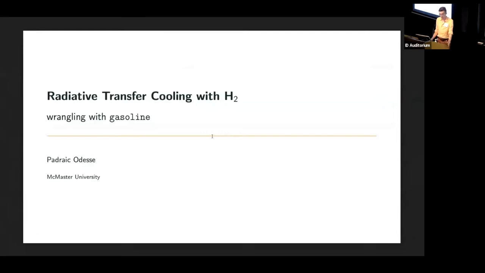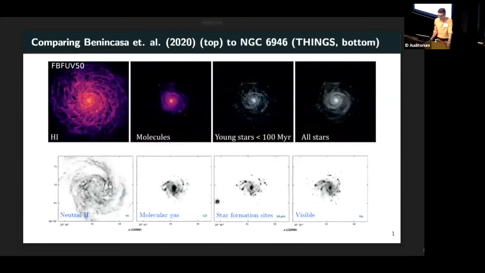Okay, good afternoon. My name is Parag Odes. I'm a student of James Wadsley's, and I've been working on implementing molecular hydrogen cooling into Gasoline under our new radiative transfer protocol. One of the first studies that we did with radiative transfer in Gasoline was Benincasa et al. This was about 2020.